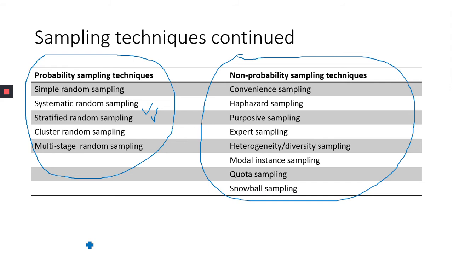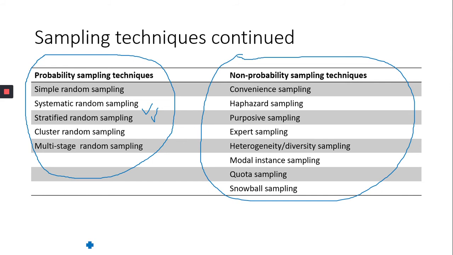When it comes to non-probability, we have convenience sampling, haphazard sampling, purposive sampling, expert sampling. Expert sampling is when you go to specific individuals who are known to be experts and you ask them. For instance, we want to understand why electricity is behaving in a certain manner in Namibia. We go to electrical engineers. If we have them, we go and ask them. That is expert sampling.